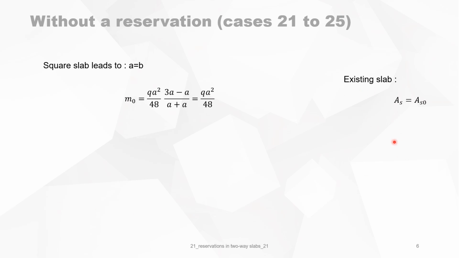Now, for an existing slab, there is a reinforcement there before you make the reservation in the slab, so AS is equal to AS0. The maximum bending moment is proportional to the load in ultimate limit state times a factor only depending on the geometric characteristics. M is for the slab with the reservation, M0 for the slab without the reservation. Now we can see, because of this, that Q over Q0 is equal to C0 over C is equal to M0 over M, which is logical.